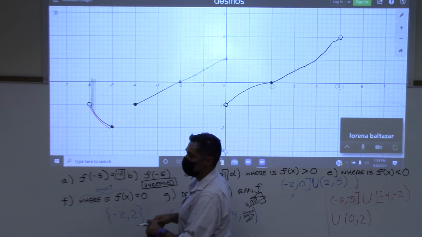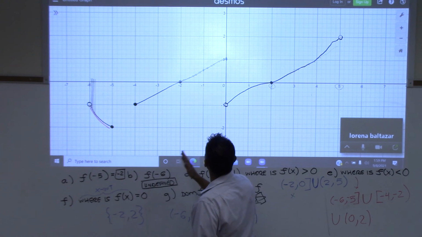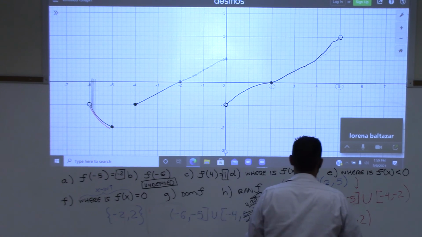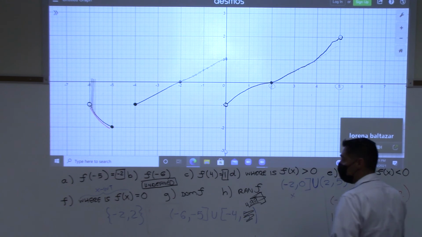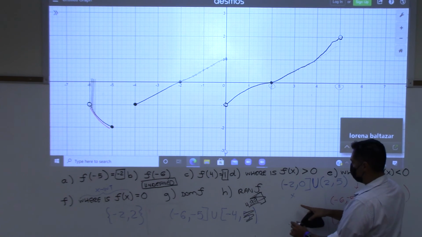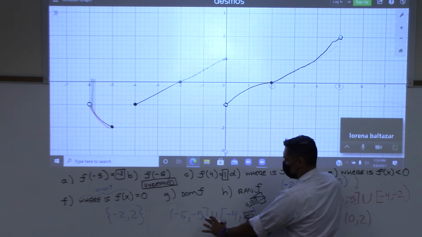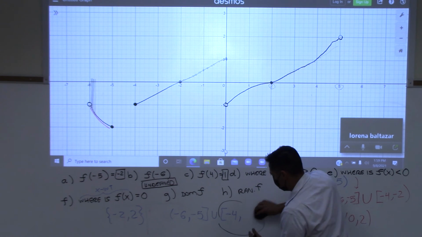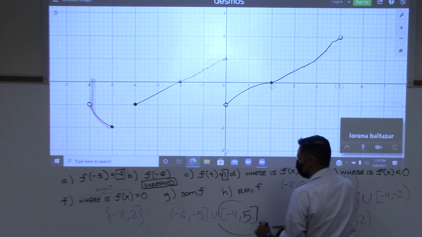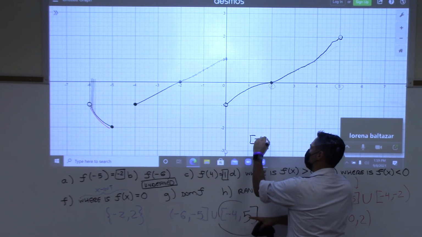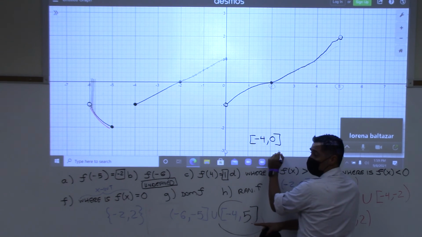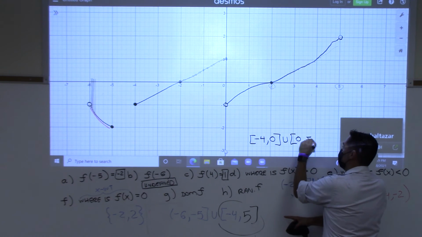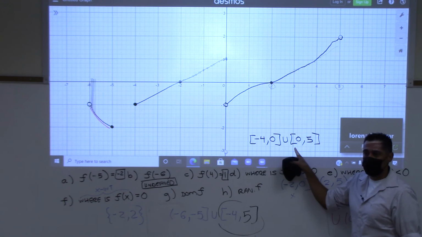Why didn't we do -4 to 0 with a bracket and then do another one, 0 to 5? You could have. Instead of doing this in 2, could you have said go from -4 to 0, including it, and then union that with 0 to 5? That would still be correct.